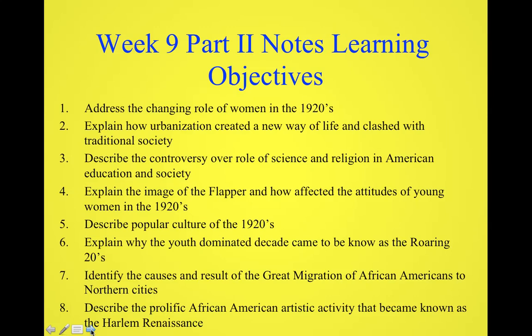1. Address the changing role of women in the 1920s. 2. Explain how urbanization created a new way of life and clashed with traditional society. 3. Describe the controversy over the role of science and religion in American education and society. 4. Explain the image of the flapper and how it affected the attitudes of young women in the 1920s. 5. Describe popular culture of the 1920s. 6. Explain why the youth-dominated decade came to be known as the Roaring Twenties. 7. Identify the causes and results of the Great Migration of African Americans to northern cities. And lastly, describe the prolific African American artistic activities that became known as the Harlem Renaissance.